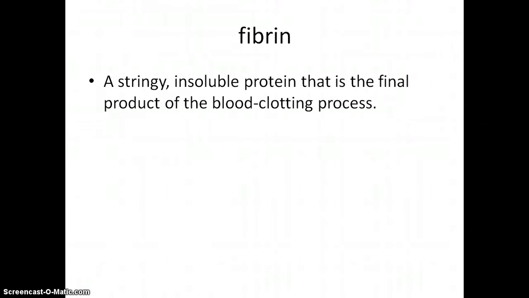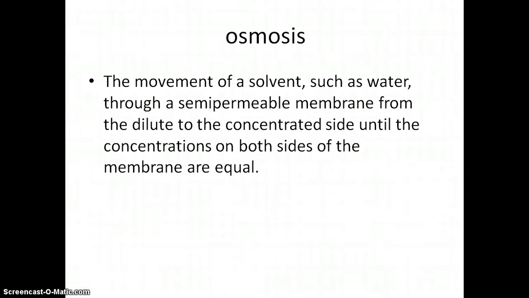Fibrin is kind of that insoluble protein that's the final product of the blood clotting process. So when we look at the ability of the body to make blood clots, we know that it takes protein for that to happen. Osmosis is moving water through that semi-permeable membrane from a dilute to a concentrated side until they're equal on both sides.